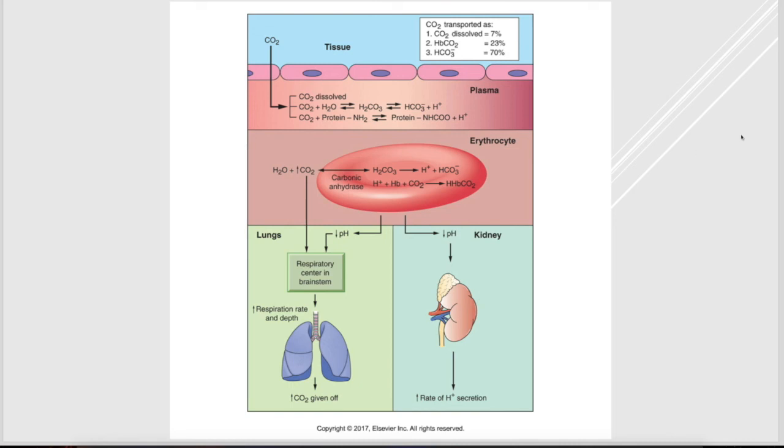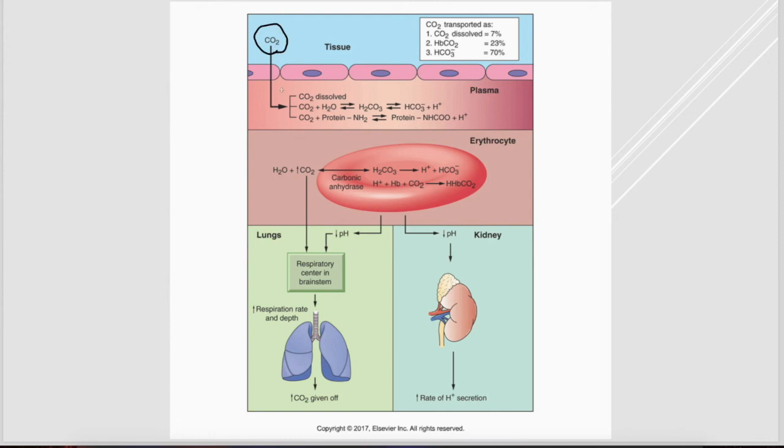So we're going to talk about this system in more detail when we talk about the respiratory system, but I just want to go through it really quickly right now. You don't need to worry about these details, but I just want to paint the picture. So in our tissues, our cells produce CO2.